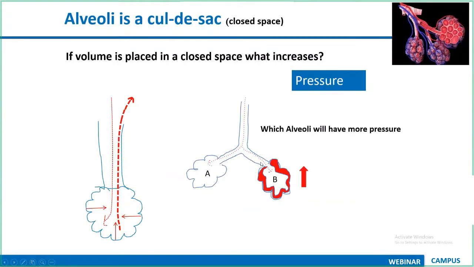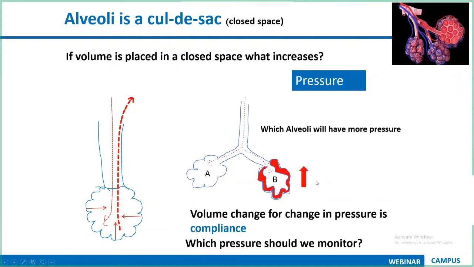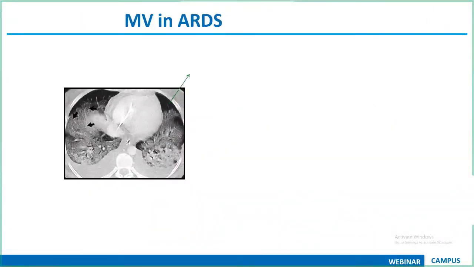But when you apply the pressure, it will definitely move to the area of less resistance. So there can be a chance of overinflation, and the volume change for a change in pressure, we call compliance. This term and concept should be very, very clear to understand COVID ventilation also. And the pressures we have to monitor, I've already told: P-peak, which we discussed in COPD, P-plateau, and we also have driving pressure.